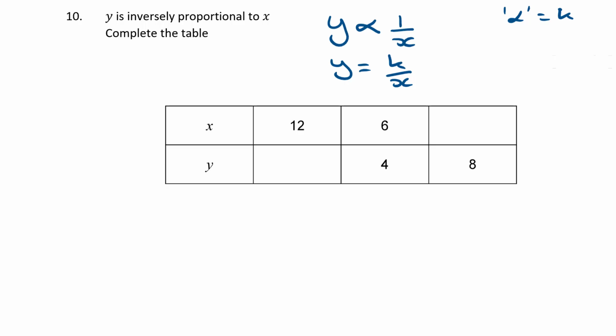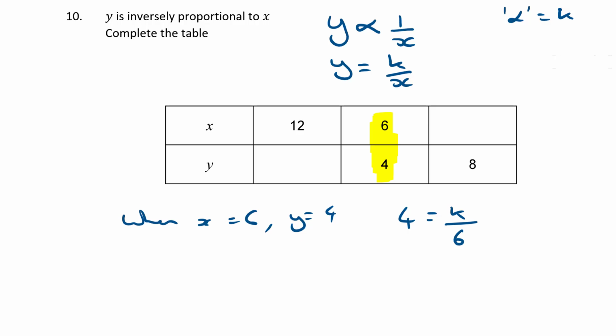Now we've got one of those in the table. If you look at this table, I've got two numbers here that go together. When x is 6, y is equal to 4. So sub in x equals 6, y equals 4 into my partial equation, y equals k over x. I should be able to find out what k is. So that becomes 4 equals k over 6, replacing y for 4 and x for 6.